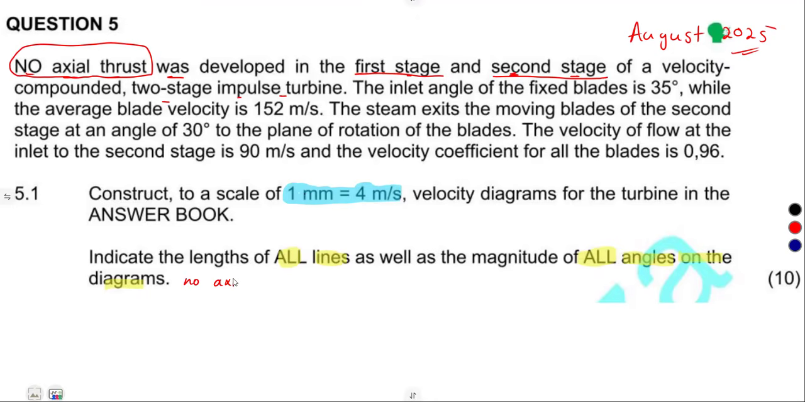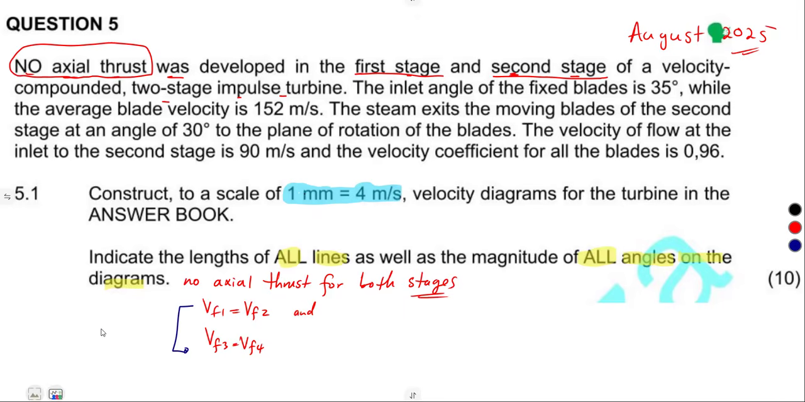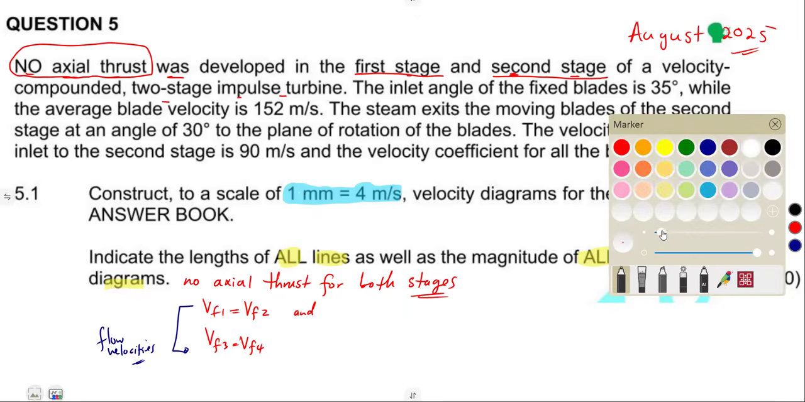All right, no axial thrust for both stages. So that means VF1 is equal to VF2 and VF3 is equal to VF4. That is the effect. It affects the flow velocities.